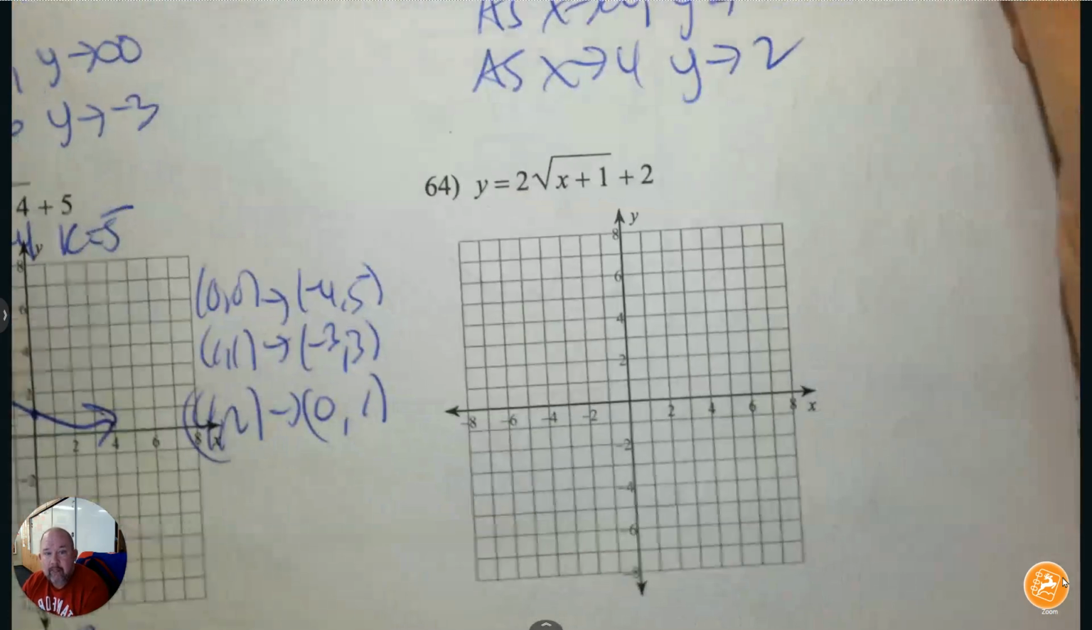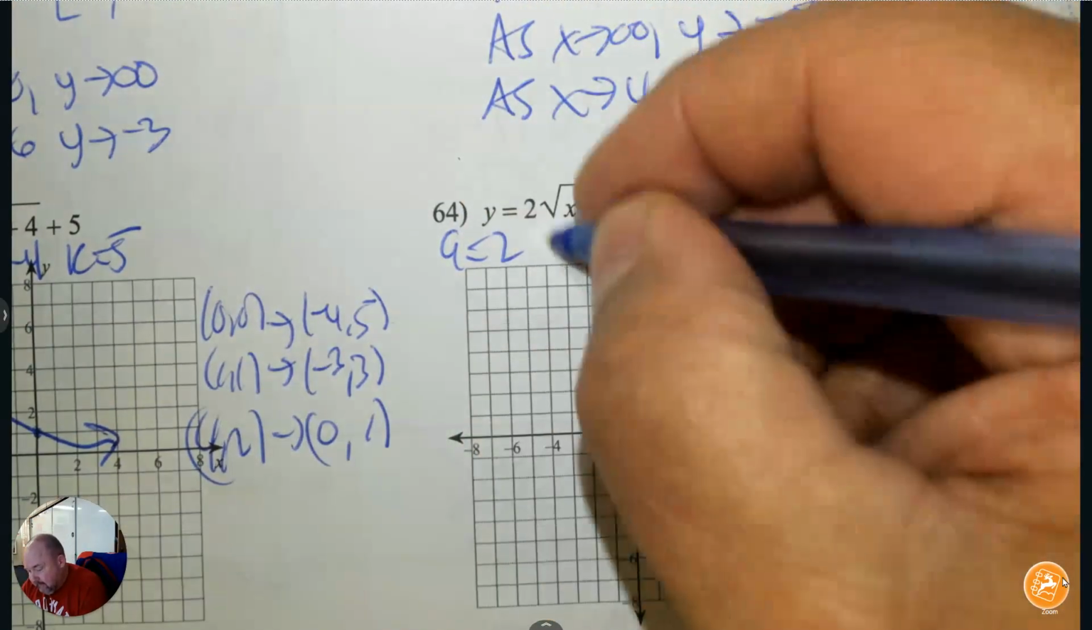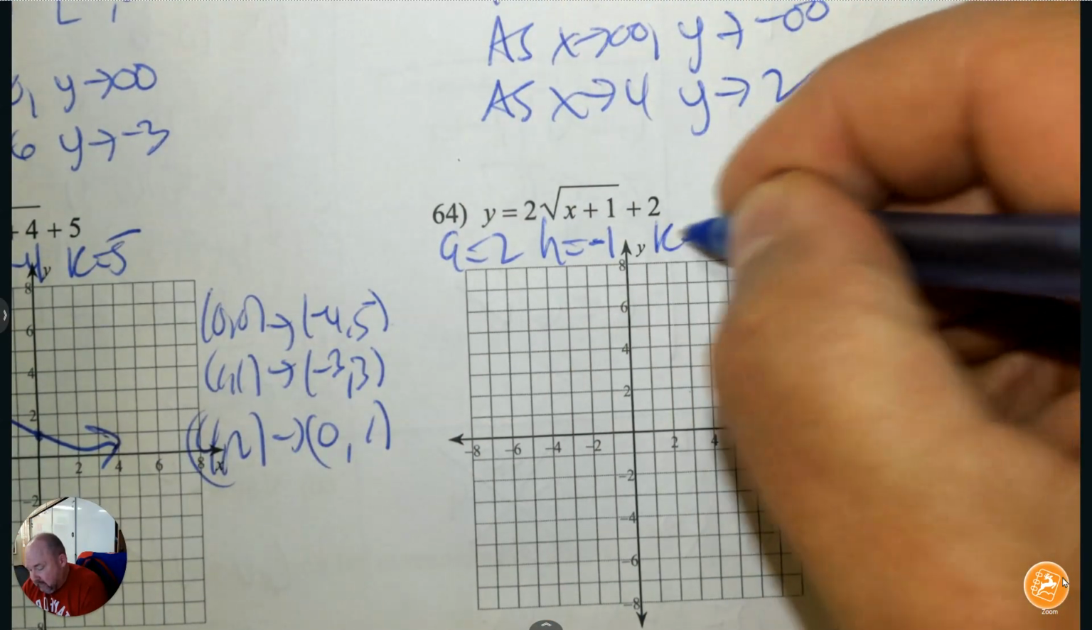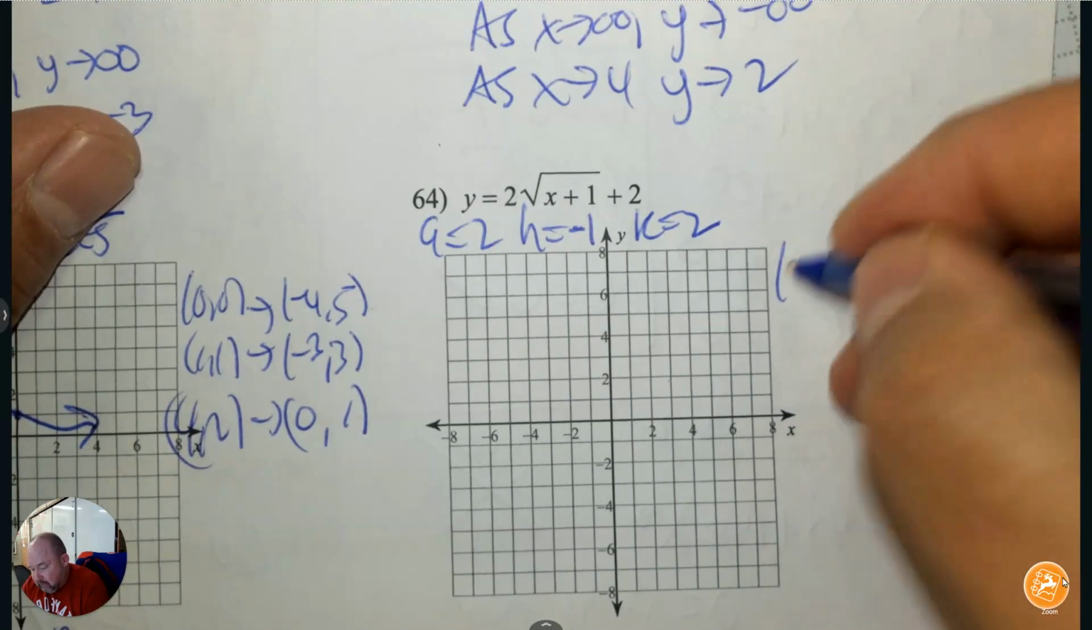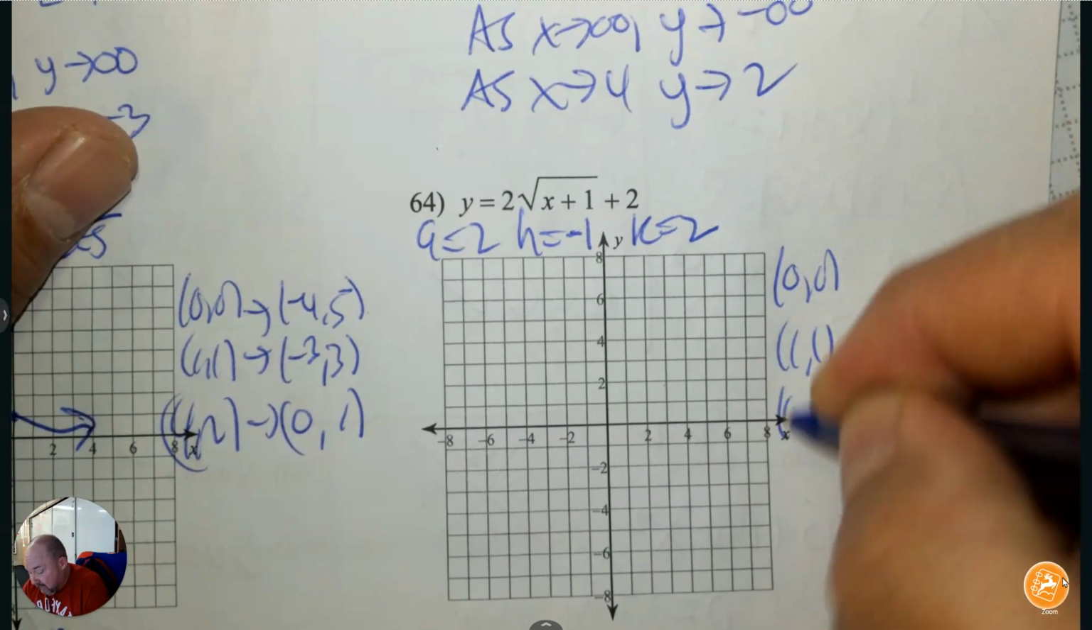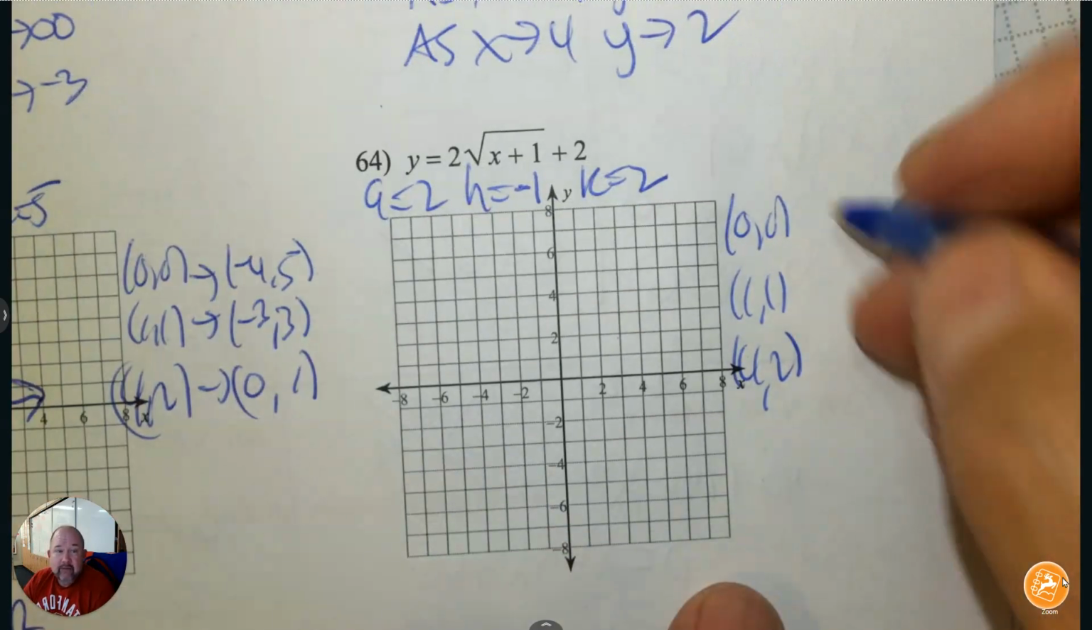All right. A is 2, H is -1, and K is 2. And then write down your points, 0, 0, 1, 1, 4, 2. Try to change them. Press pause. Can you do it first?